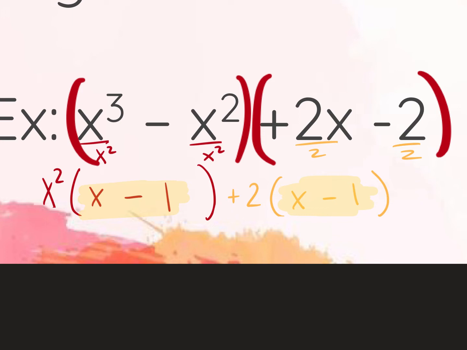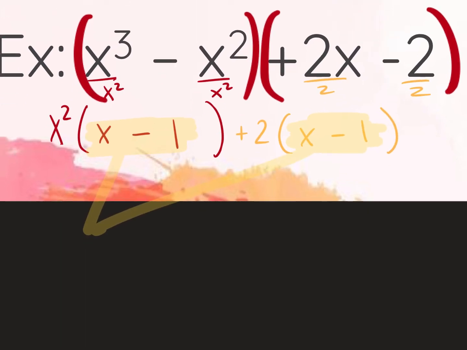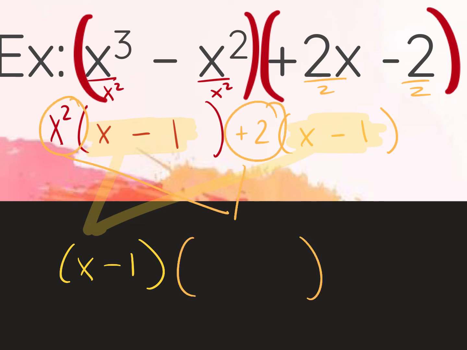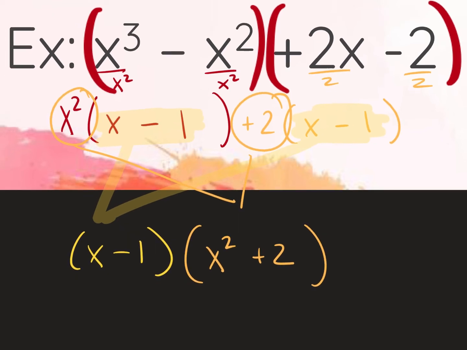So those 2 parentheses come outside and they form 1 x minus 1. And then the 2 things on the outside form together and form the other parentheses as x squared plus 2. So the 2 things on the outside go together, and then because our parentheses were the same, that is just 1. So this would be our answer.